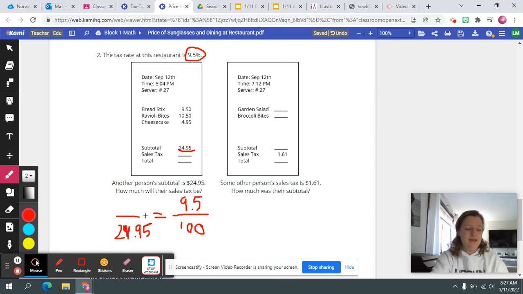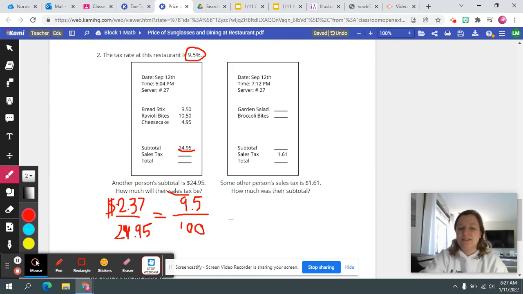So if I plug that in, 9.5 times 24.95, and then divide it by 100, I get about $2. And remember, when you're working with money, you want to round it to the nearest hundredths place. $2.37. That's how much their sales tax will be. If I want to know their total, I'm going to add it on to the end. So it says some other person's sales tax is $1.61. How much was their subtotal?